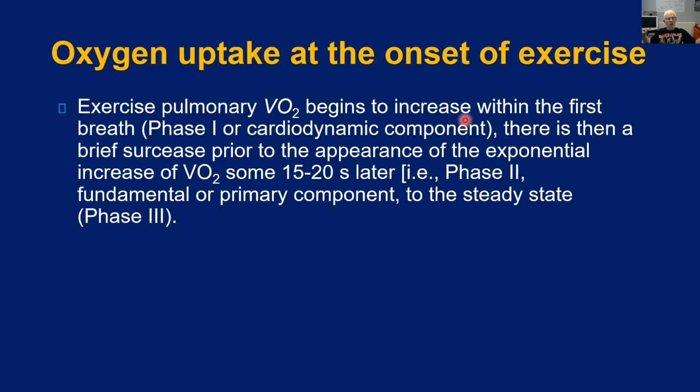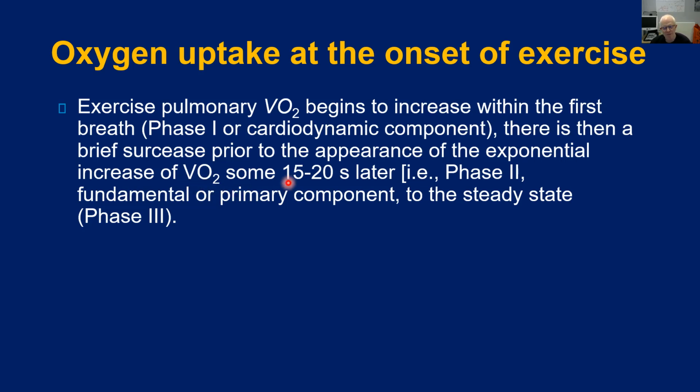So as soon as the workload is applied, we'll actually see a very small increase in pulmonary VO2 within the first breath. And this is what we refer to as phase 1 or the cardiodynamic component. Now, what then happens, which is quite interesting, is there is kind of a brief cessation or brief kind of pause. It doesn't dramatically increase prior to the appearance of what we call the exponential increase of VO2.